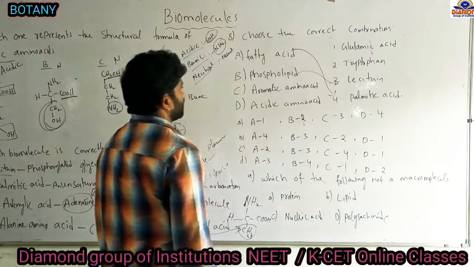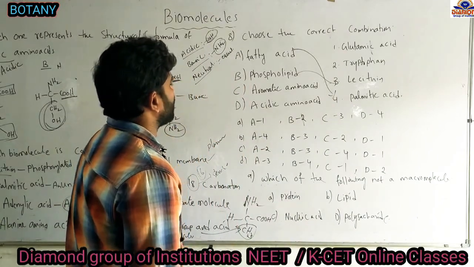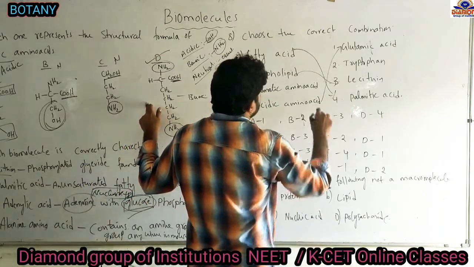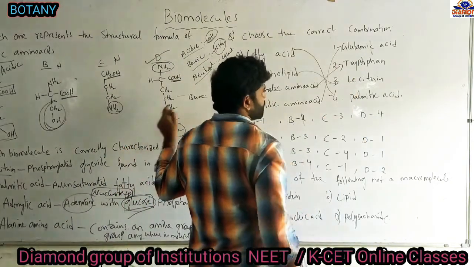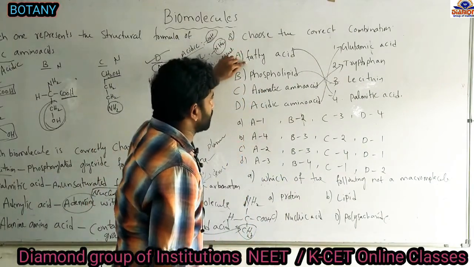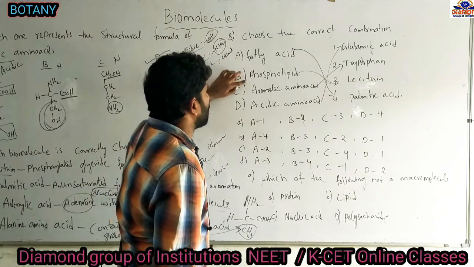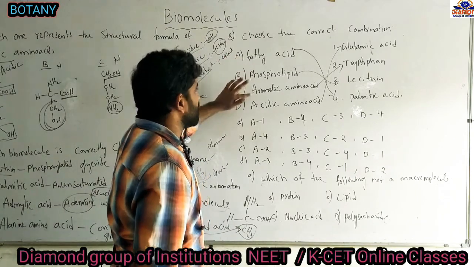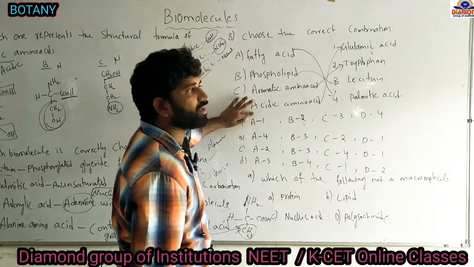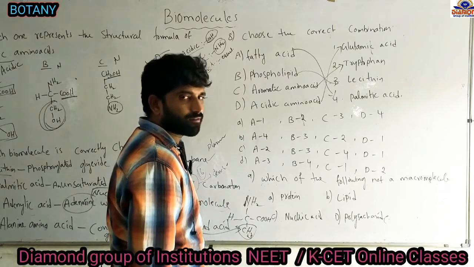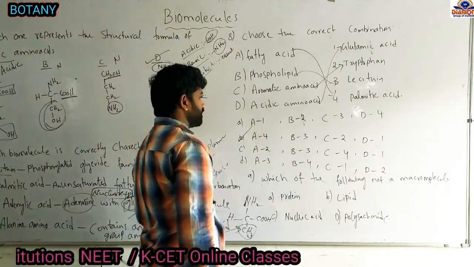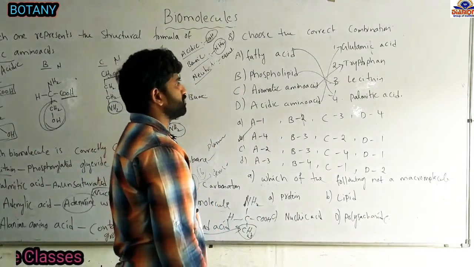And aromatic amino acid and acidic amino acid. Acidic amino acids contain more carboxylic groups, and the remaining amino acid, the aromatic amino acid, is tryptophan. So now the correct combination: fatty acids are an example of palmitic acid. Phospholipids are examples of lecithin. Aromatic amino acids are an example of tryptophan. Acidic amino acids are examples of glutamic acid, because they contain more carboxylic groups. So the correct combination is B, A4, B3, C2, D1.